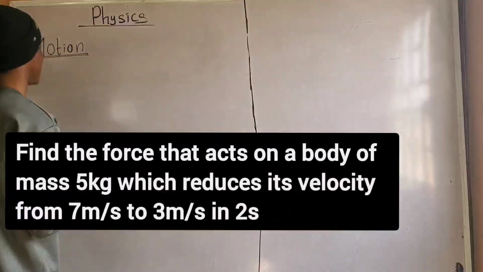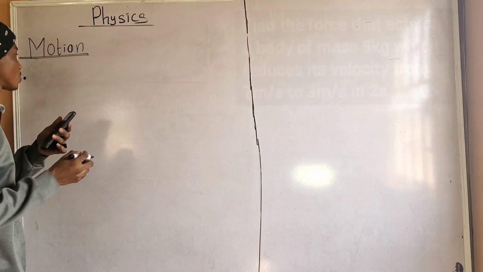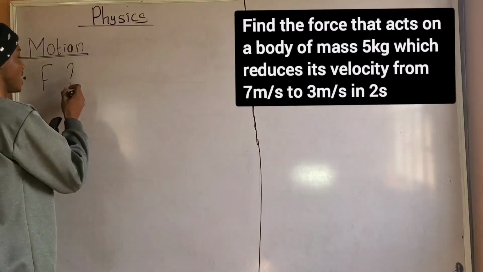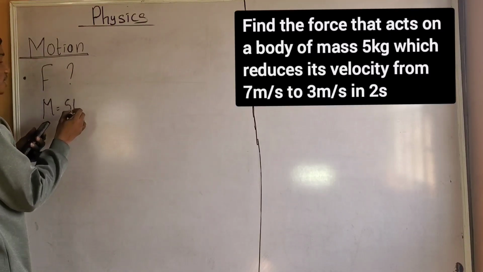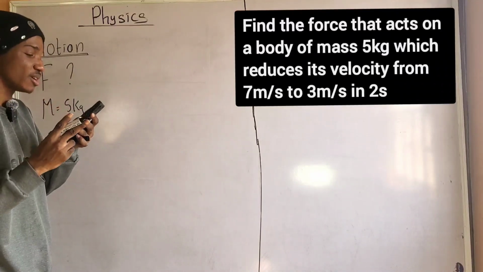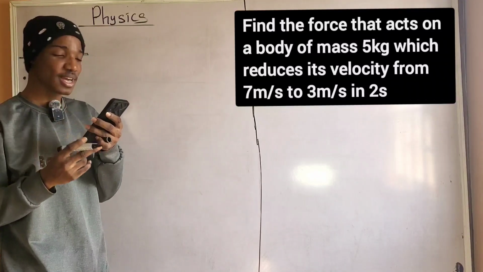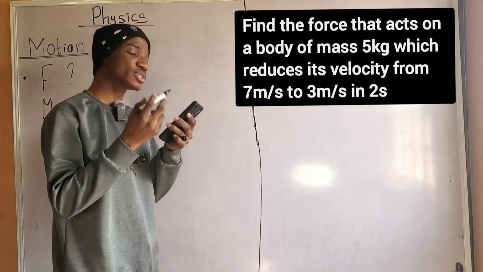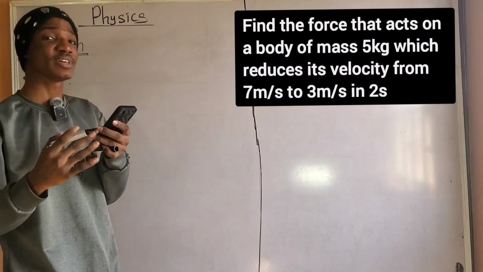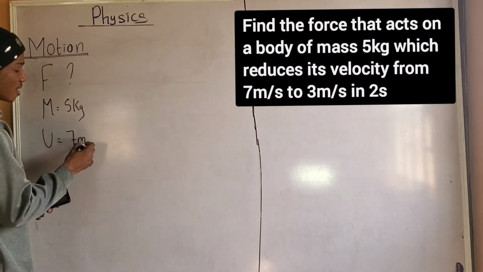Okay, please pay attention. We are asked to find the force. The mass, which is m, has been given as 5 kg. We are given two velocities in the question. The velocity which the body is moving with is the initial velocity. The velocity is reduced from 7 meters per second, that means the initial velocity of that body is 7 meters per second. So u equals 7 meters per second.